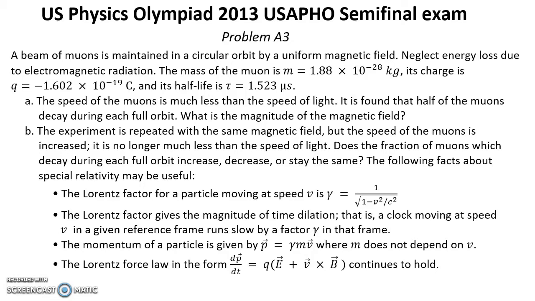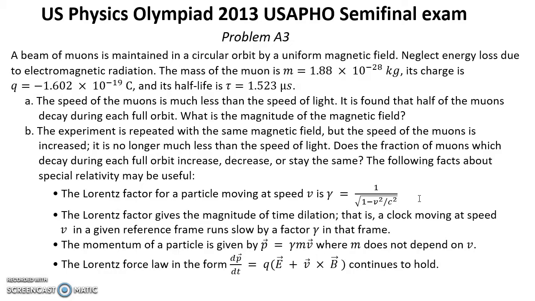The following facts about special relativity may be useful. First, the Lorentz factor for a particle moving at a speed v is gamma equal to this expression. The Lorentz factor gives the magnitude of time dilation, that is, a clock moving at a speed v in a given reference frame runs slow by a factor gamma in that frame.